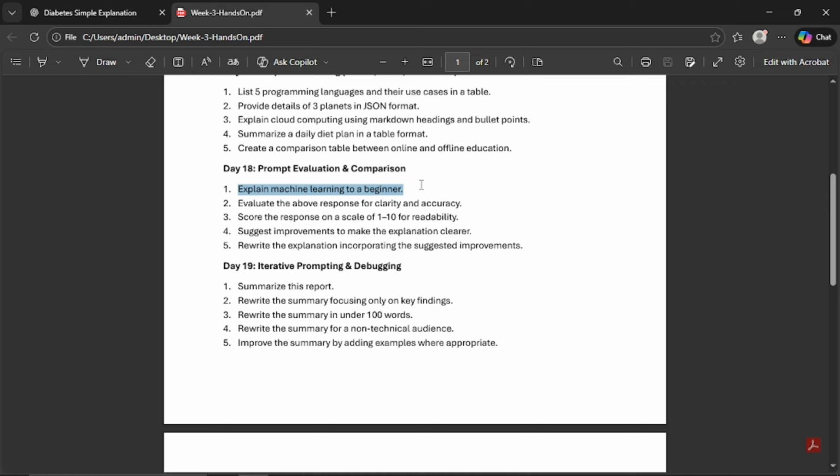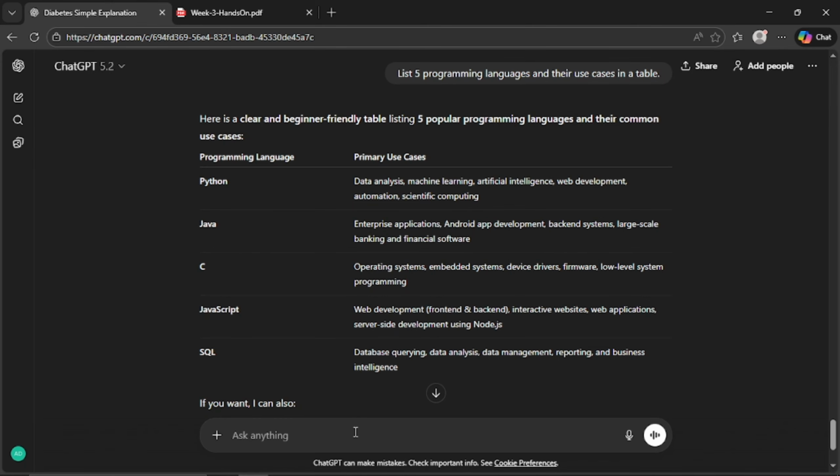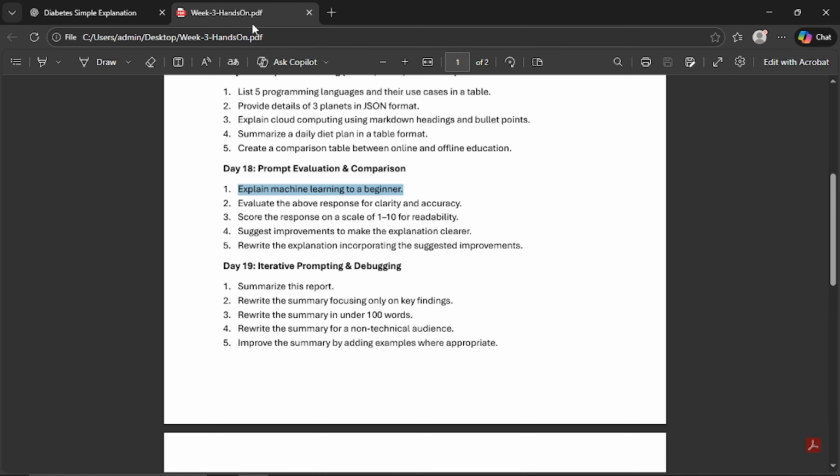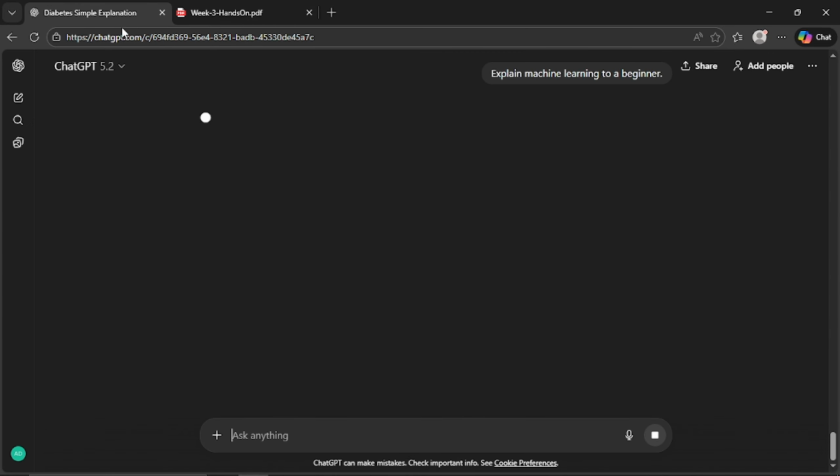So first we will ask ChatGPT to explain machine learning to a beginner. By the time it generates the output, we'll copy our second prompt also.